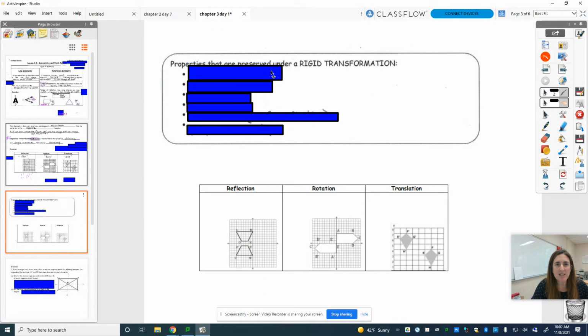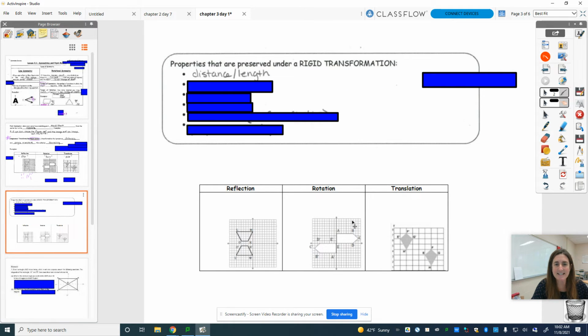Some properties that are preserved. I put these pictures back here just so we can look at them and see what the words mean. Distance or length. If you look at any of these pictures, the size of these things did not change. AB is the same size as A prime, B prime. Their lengths have not changed. Distance or length are preserved under a rigid transformation. Angle measure. Angle B prime, they're the same size.